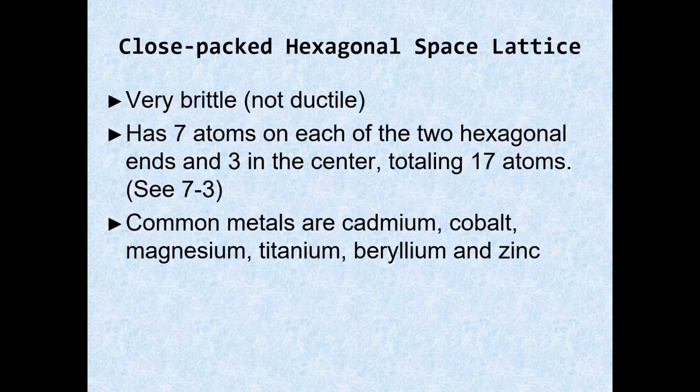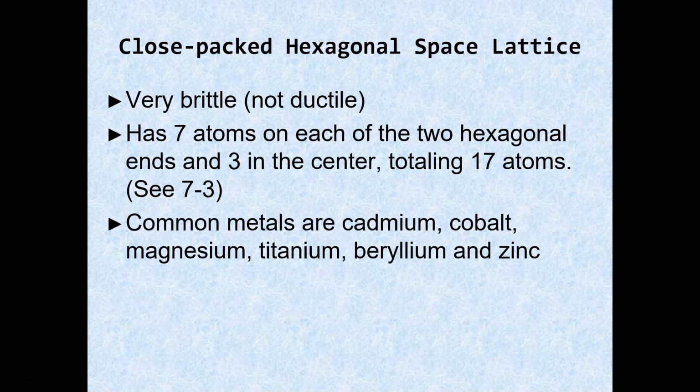Close-packed hexagonal space lattice. This is a very brittle formation that is found in metals that have very little ductility. A close-packed hexagonal unit contains six atoms in each hexagonal corner and one atom on the hexagonal face. There are two faces, which makes for a total of 14 atoms, but there are also three atoms in the center, so it makes for a total of 17 atoms. So just remember that.